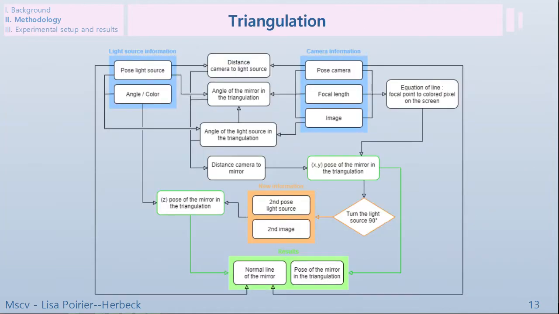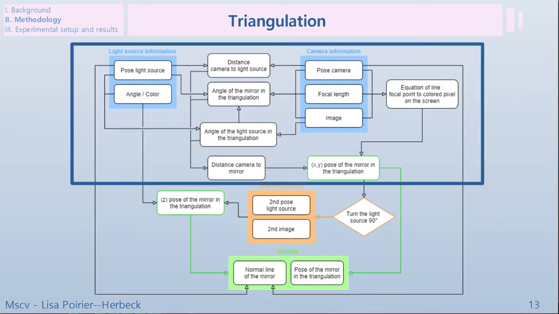So here we have a representation of our algorithm with, in green, the output parameters, what we want to find, and in blue the input parameters. In other words, the light source information and the camera information. I will go through all the details, starting with this first part of the algorithm, which finds only the 2D representation of the results, and then I will go to the second part which gets the full 3D representation of the results.